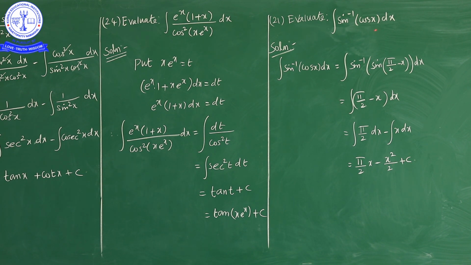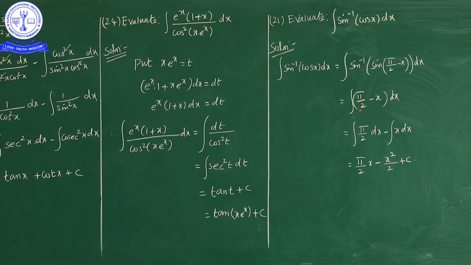Okay. Here cos x we wrote it as sin(pi by 2 minus x), sin inverse of sin(pi by 2 minus x) is pi by 2 minus x. Okay. So integration of (pi by 2 minus x), you can write it as integration of pi by 2 dx minus integration of x dx, pi by 2 constant, integration of dx is x, pi by 2 x minus x integration is x square by 2 plus constant. Okay. Now with this we completed exercise 7.3.